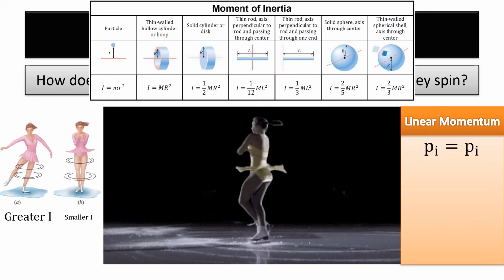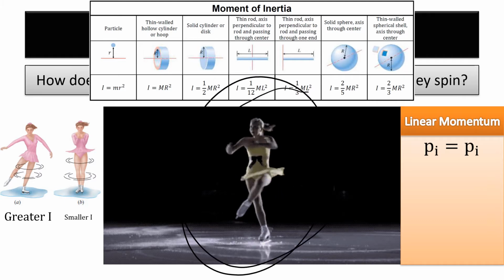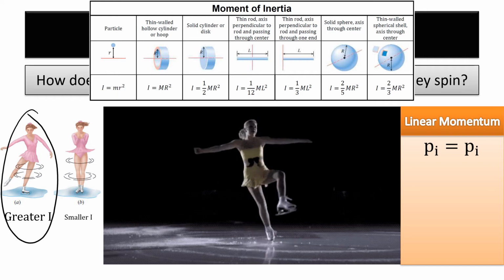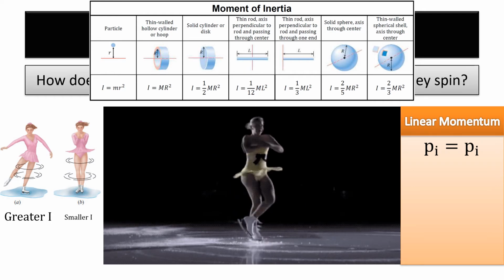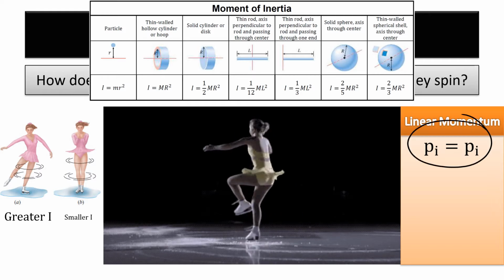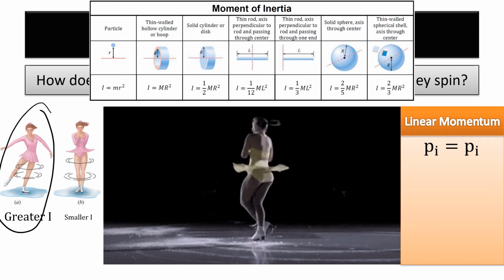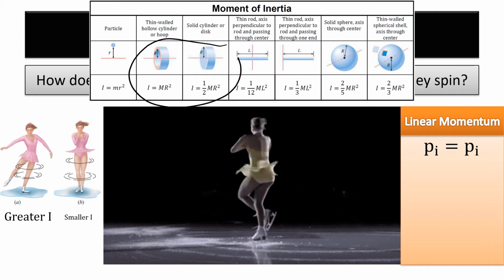We said that momentum is conserved. So same with this situation here. The total momentum is conserved. She has some rotational mass and some angular velocity, so she's going to have some angular momentum. That angular momentum is conserved. What she can do is change how her mass is oriented, thereby changing her moment of inertia.